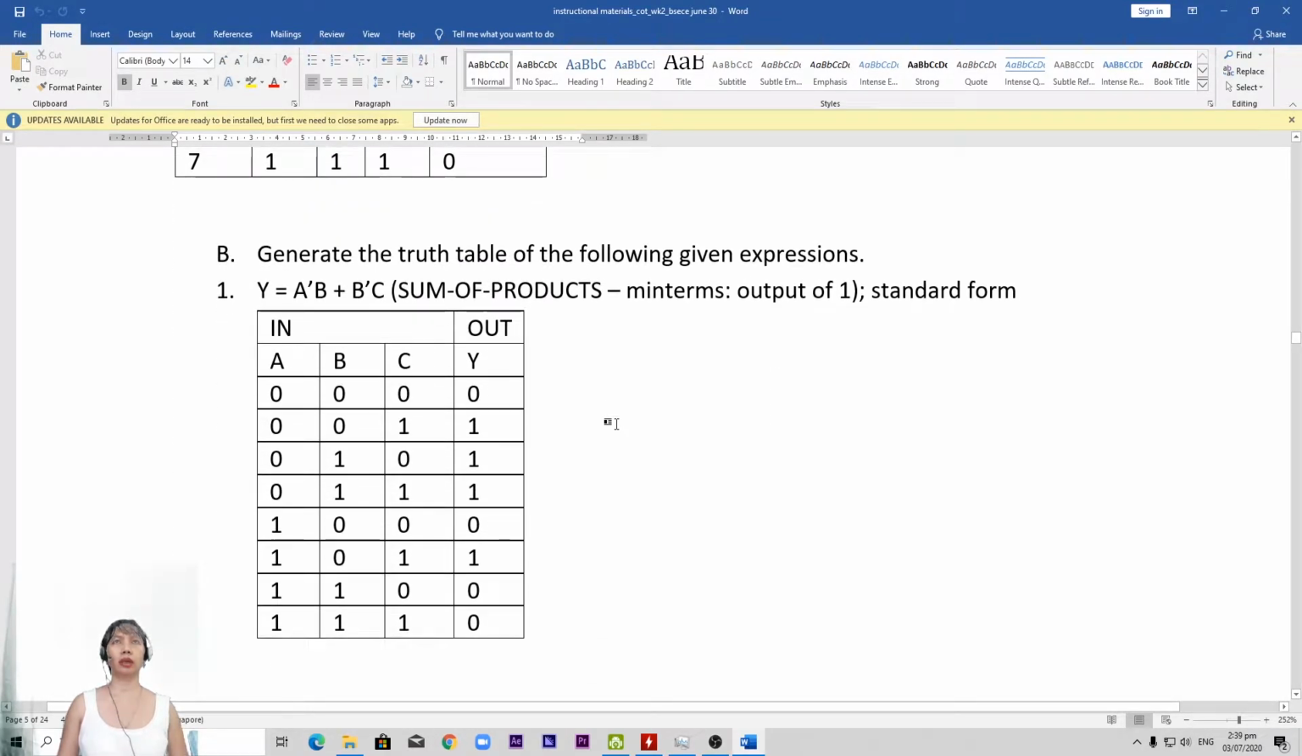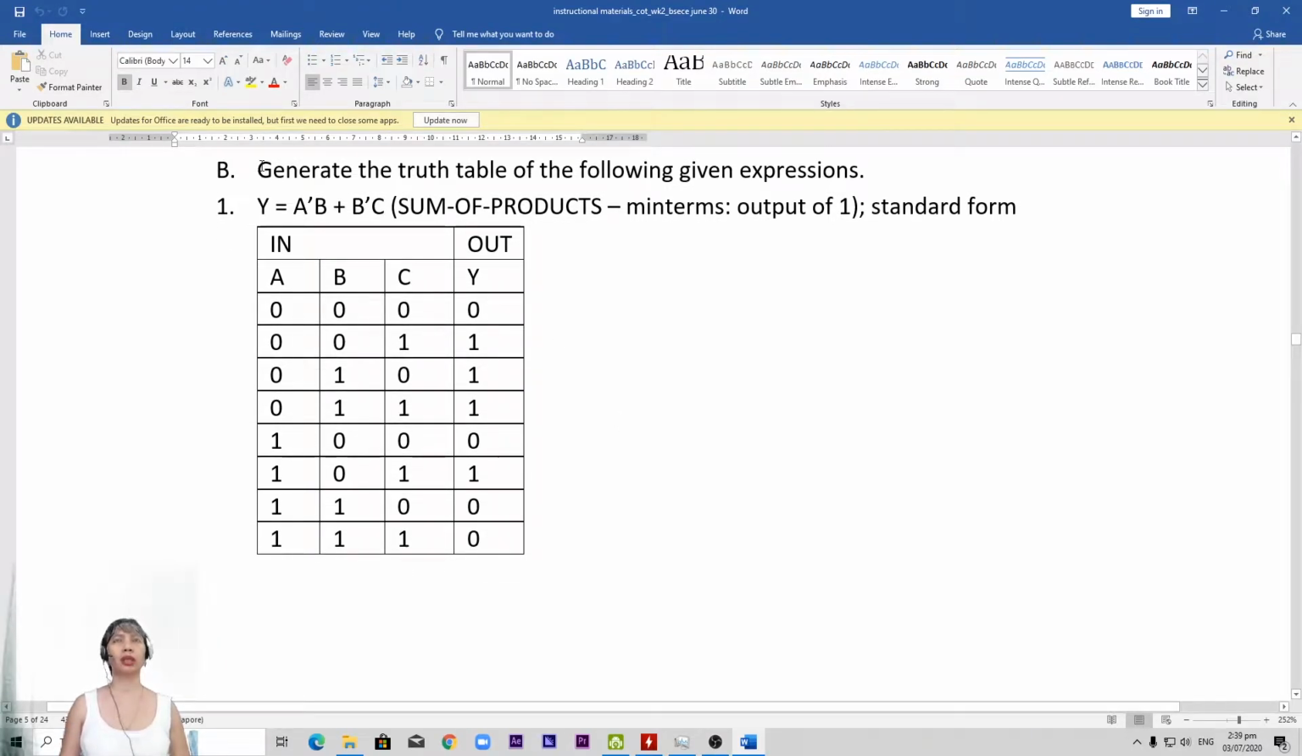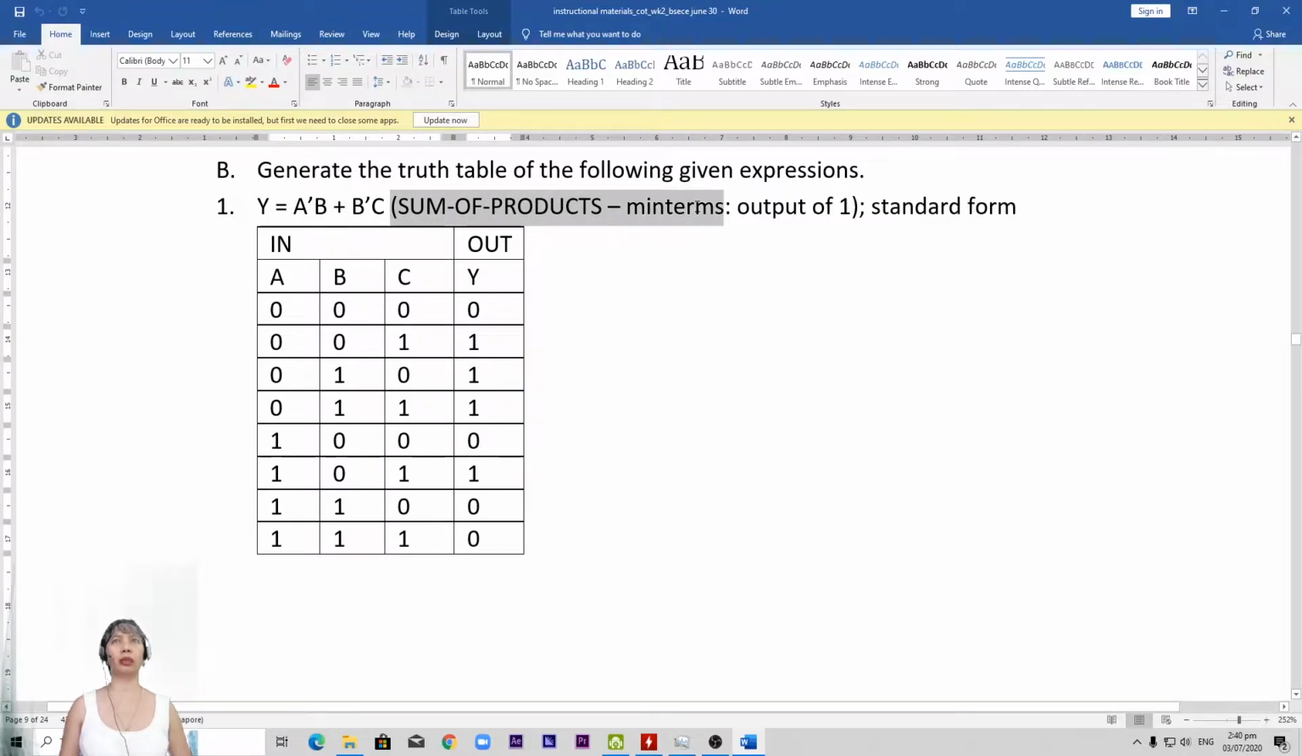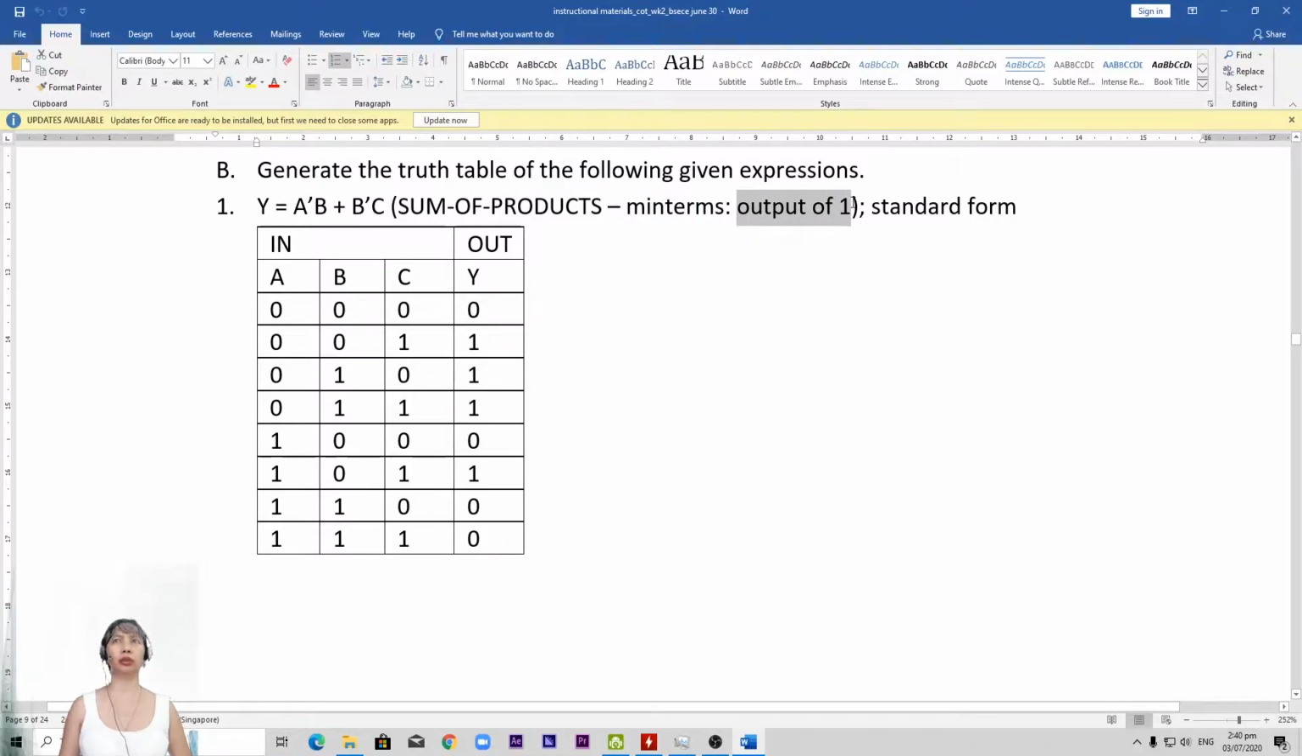Okay, so we have letter B here. Generate the truth table of the following given expression. The given is simply y is equal to a prime b plus b prime c. This statement is actually a sum of products, so this is actually a minterm. Minterms are also called sum of products. When we say minterm, we have to watch out for an output of 1. So the equation is also in standard form.